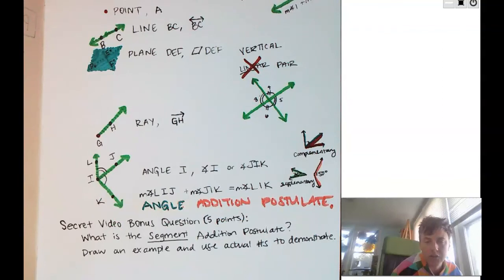Guys, I just realized this was supposed to be the angle addition postulate. I was yapping on and on about the segment addition postulate, and these are angles that I added up together. Whoa. Which leads me to my next point. Secret video bonus question. For 5 points, what is the segment addition postulate? Draw an example and use actual numbers to demonstrate.